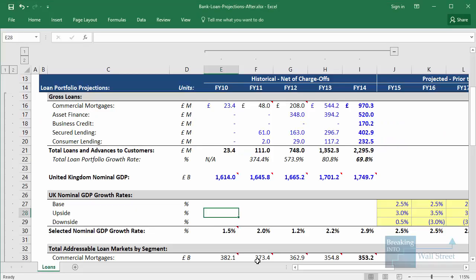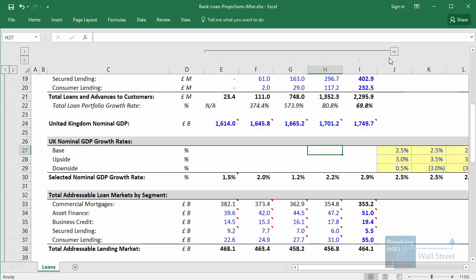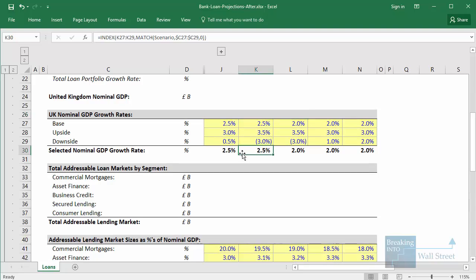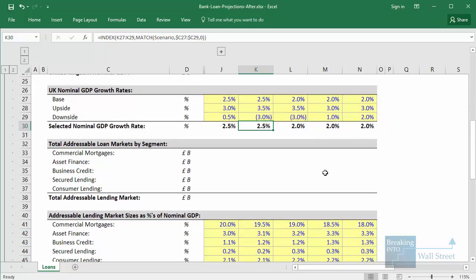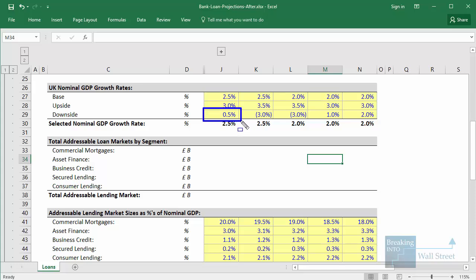So in our model for Shawbrook, we do just that. We look at a base case where the UK GDP grows by about 2.5% to 2%. The upside case is 3% to 3.5%. And then the downside case has low to flat growth, followed by negative growth in 2 years, so a recession for 2 years, followed by a modest recovery after that.